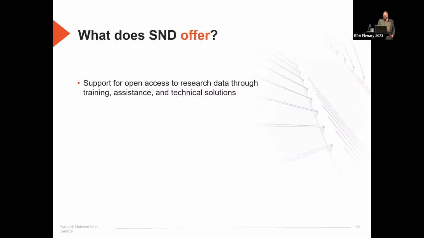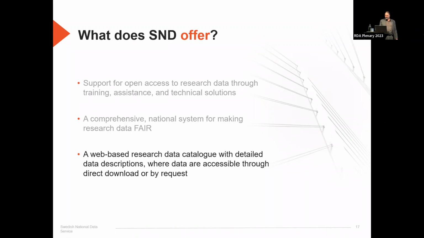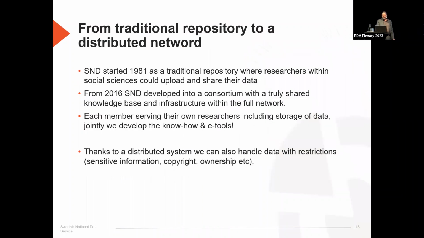So what does SND offer? Support for open access to research data through training, assistance, and technical solutions. A comprehensive national system for making research data FAIR. A web-based research data catalog with detailed data description, where data are accessible through direct download or request.